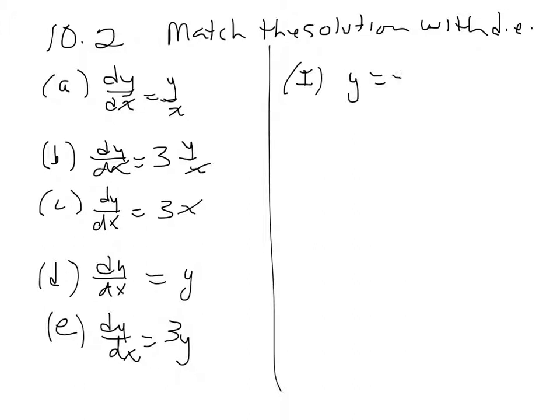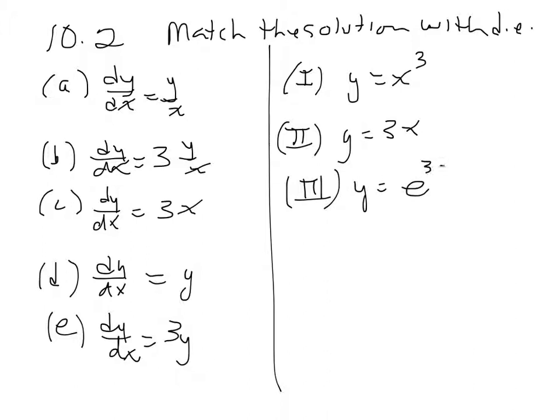And so I have y equals x cubed. y equals 3x. y equals e to the 3x. 4y equals 3e to the x. And then 5y equals x.